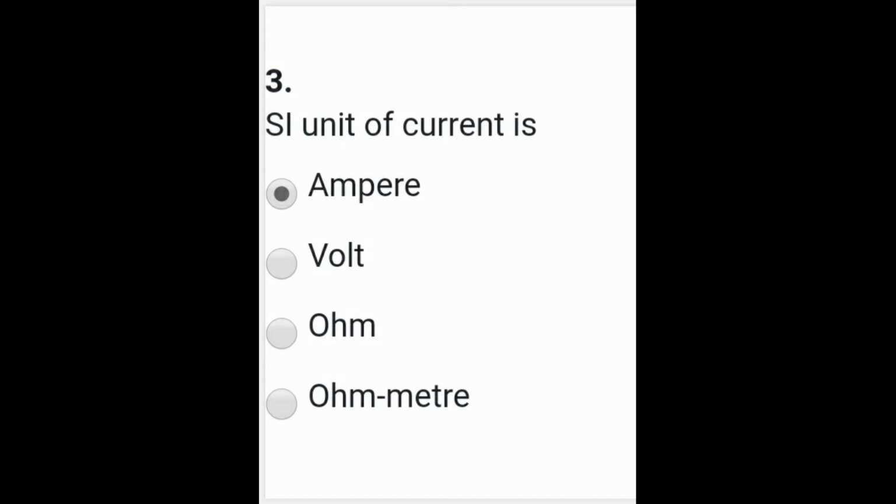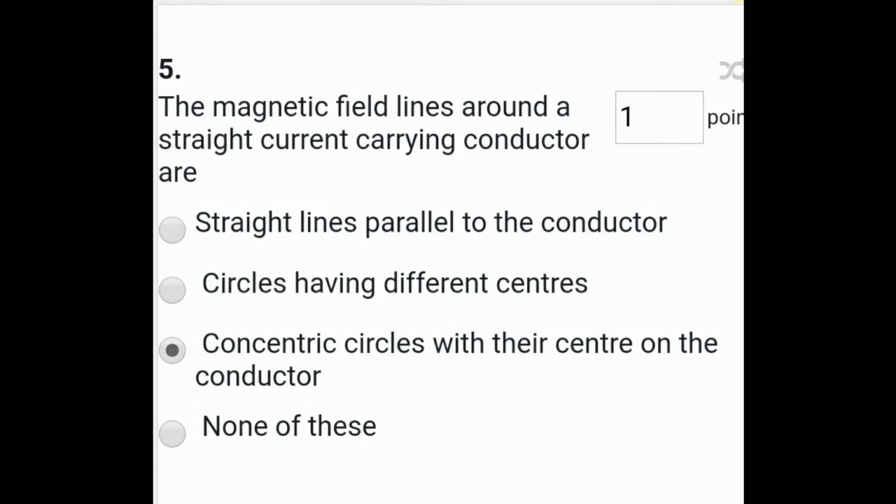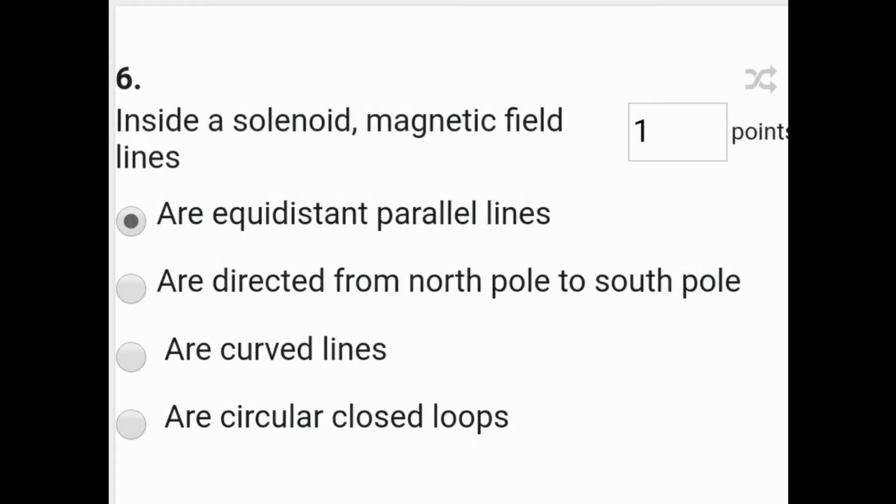Question 3. SI unit of current is ampere. Question 4. Device used to measure potential difference is voltmeter. Question 5. The magnetic field lines around a straight current carrying conductor are, C part, concentric circles with their center on the conductor. Question 6. Inside a solenoid, magnetic field lines, A part, are equidistant parallel lines.